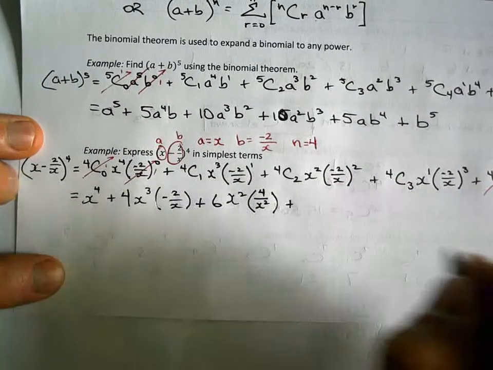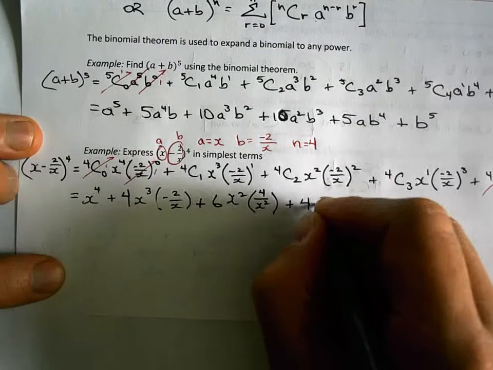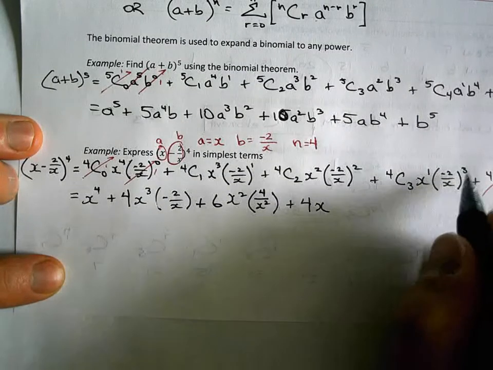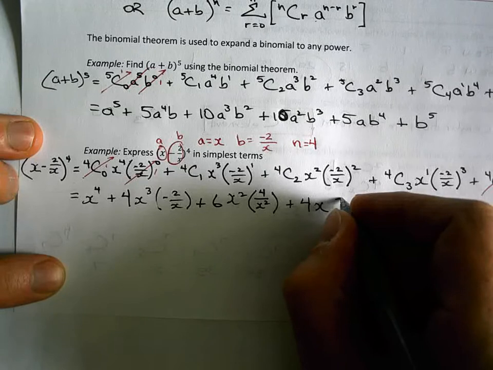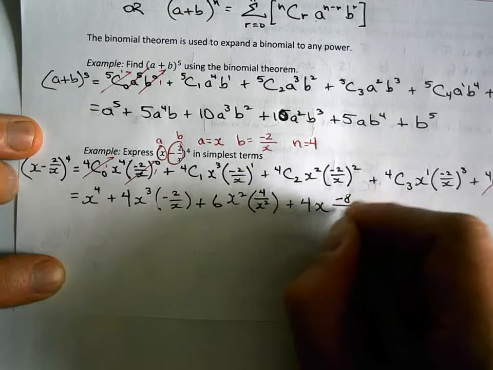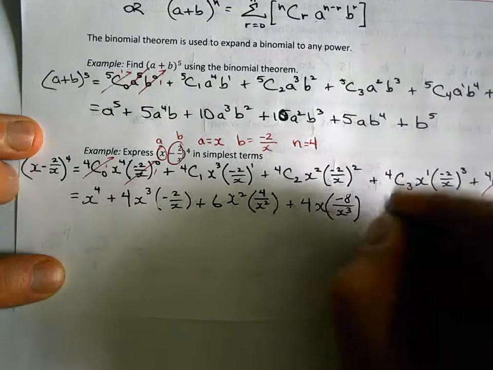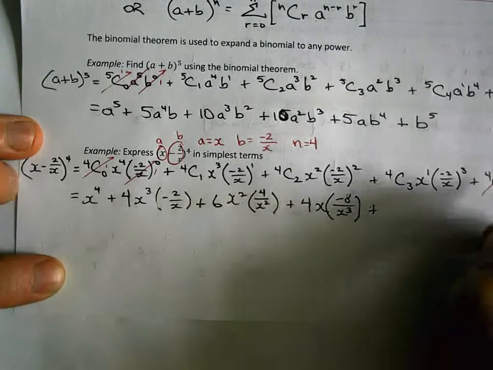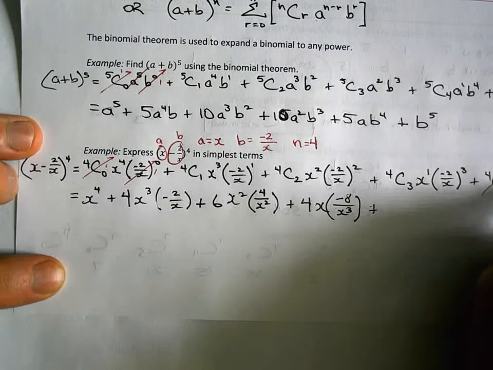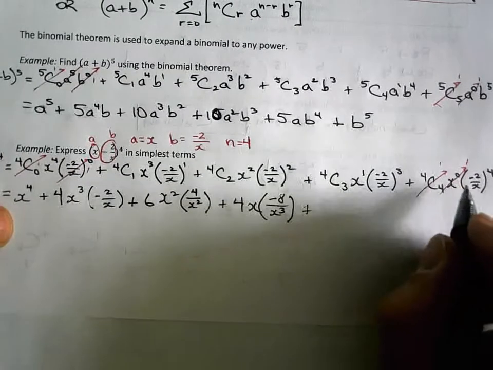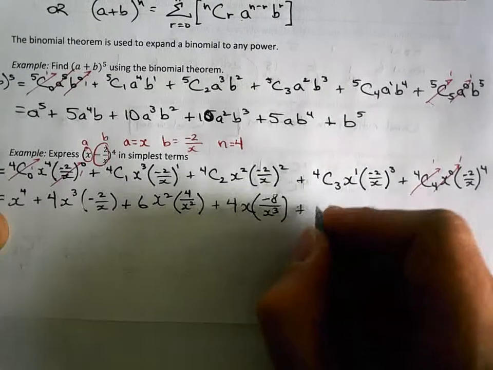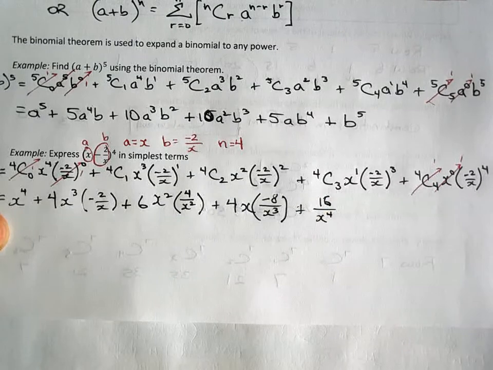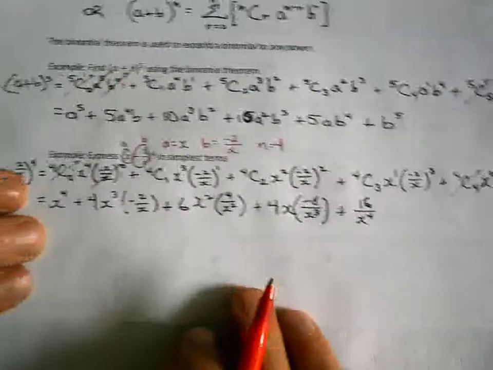And then my next term is 4x. This time I have negative 2 cubed, so that would be negative 8 over x cubed. And then finally we get 1 times 1. Negative 2 over x to the power of 4 is going to be 16 over x to the power of 4. Okay, and now we're almost there. Just have to do some algebra and clean this up.